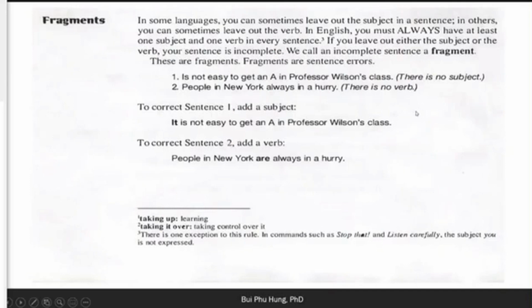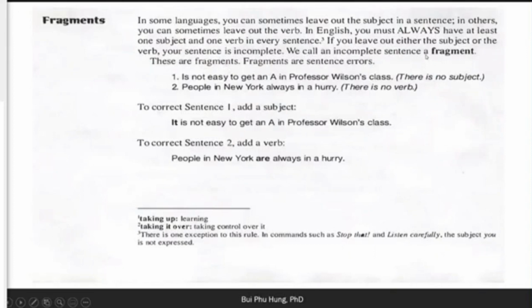Fragments, right? On page 14, we have fragments. In some languages, you can sometimes leave out the subject in the sentence. In others, you can sometimes leave out the verb, right? In English, you must always have at least one subject and one verb in every sentence. If you leave out either the subject or the verb, your sentence is incomplete. An incomplete sentence becomes a fragment, right?